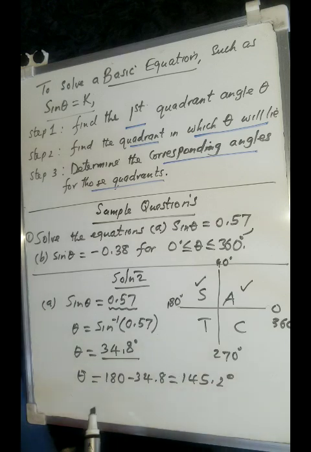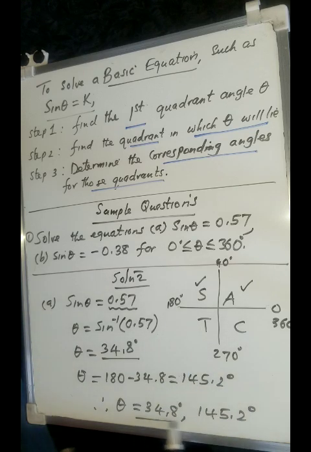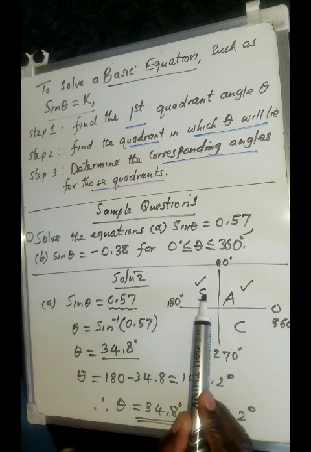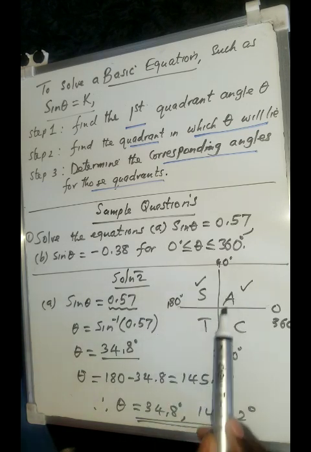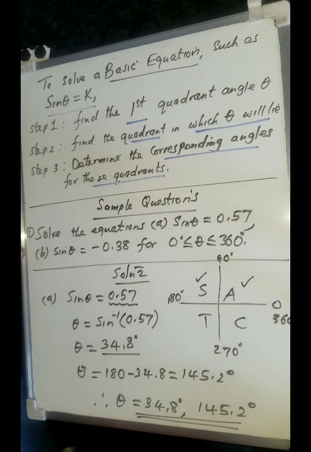So this is going to give you 145.2 degrees. Therefore, my theta is going to be 34.8 degrees, the angle in the first quadrant, and it can be 145.2 degrees. That's the angle in the second quadrant. Why? Because sine is positive in these two quadrants. So that is the way you can go about solving that.